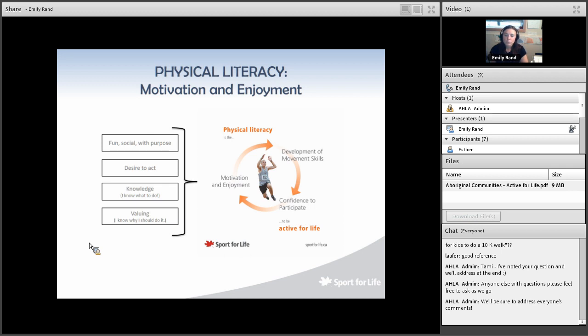So really within your programs, understanding your participants' values and what brings them there, because if you know that, then you can ensure that you're including that within your program so that they're motivated and enjoy participating.